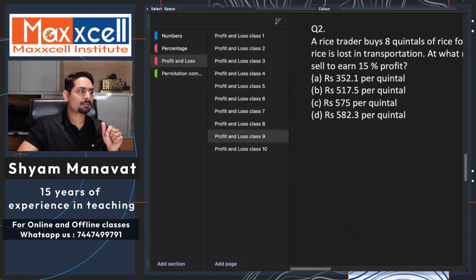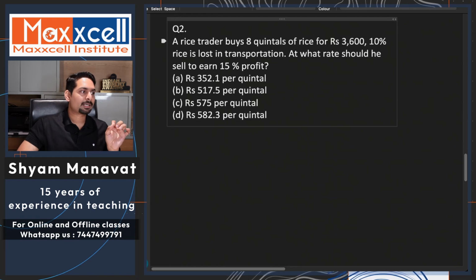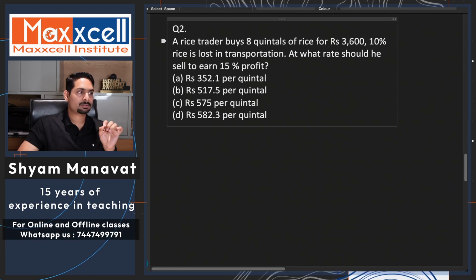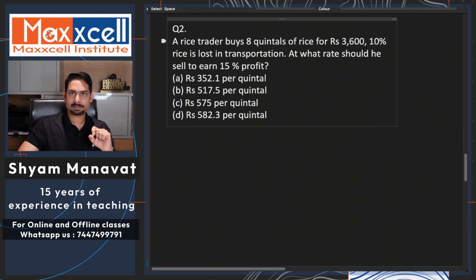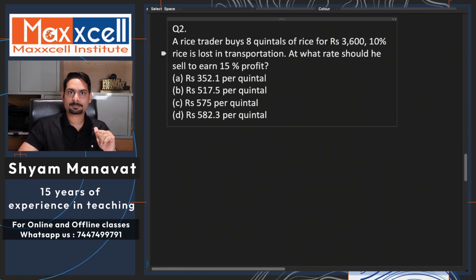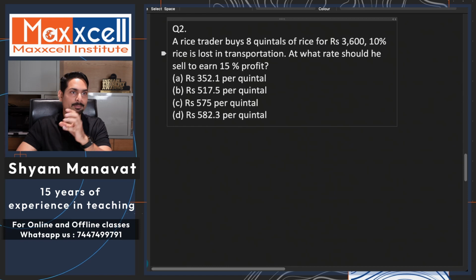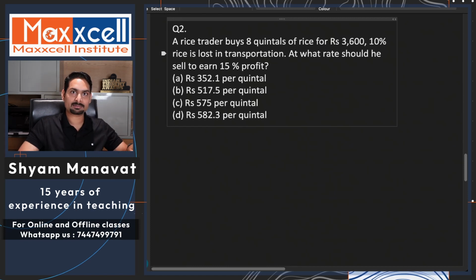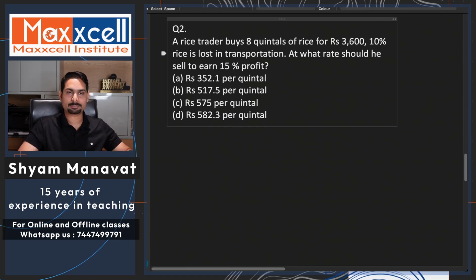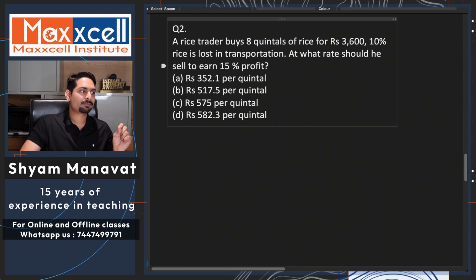And today you can see in this question, a rice trader buys 8 quintals of rice for 3,600 rupees. 10% of rice is lost in transportation. So the quantity of selling should be different because 10% is lost in the transportation. At what rate should he sell to earn 15% profit?